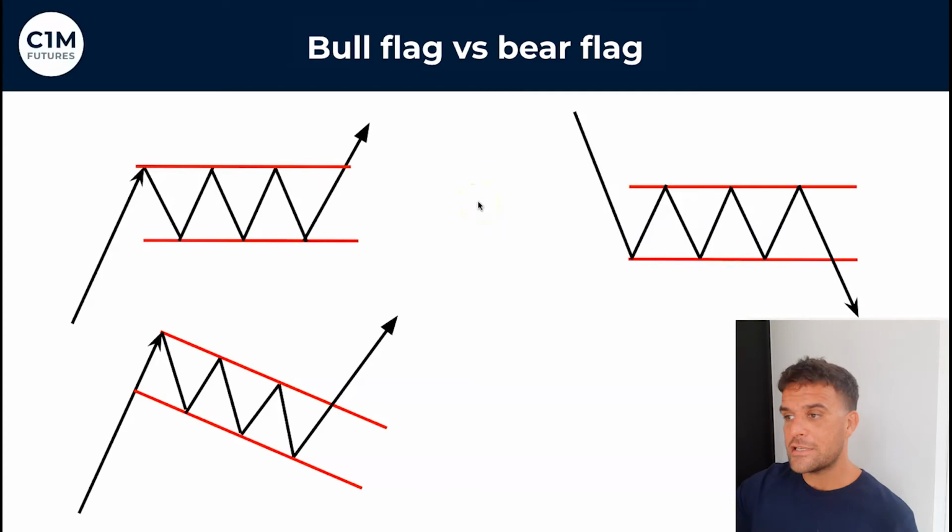The only difference you can see here really between these two variations is that the channel either comes sideways or it comes a little bit diagonally down before then breaking through the resistance line and continuing up.